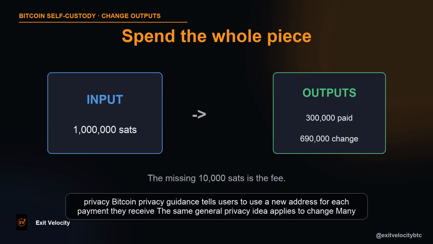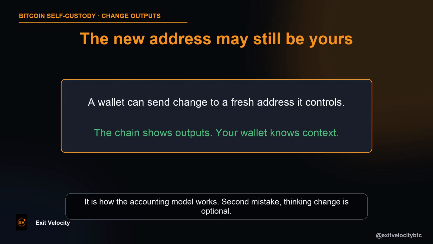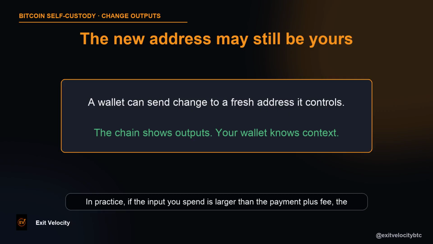The first mistake beginners make is thinking a new address means a new person. Not necessarily. Bitcoin wallets often use new addresses for privacy. Bitcoin.org's privacy guidance tells users to use a new address for each payment they receive. The same general privacy idea applies to change. Many wallets send change to a fresh address controlled by the wallet instead of reusing an old one. That is why your history can look weird. You paid one person, but your transaction created two outputs. One of those outputs may be yours. This is not the wallet being dramatic. It is how the accounting model works.